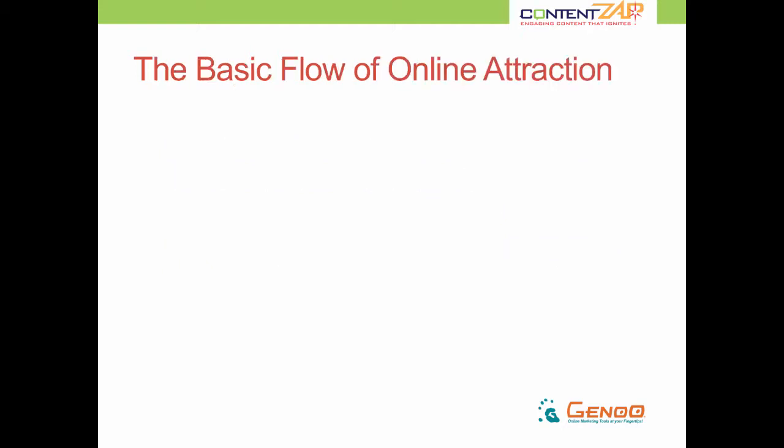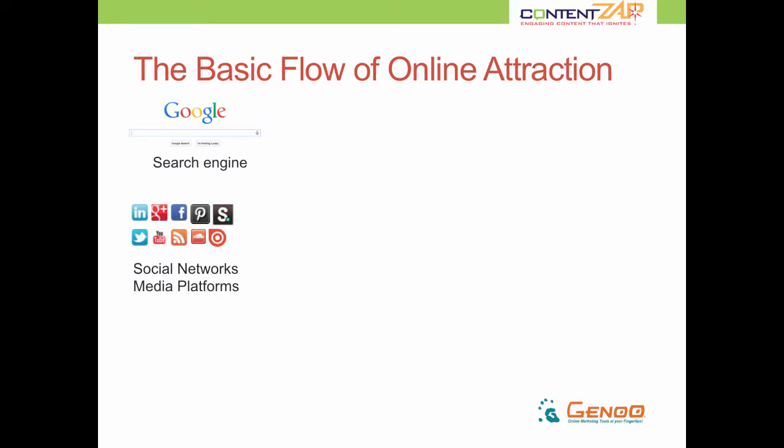So here's the basic flow of online attraction. You've got people coming in and finding you on search. You've got people finding you on your social networks and your media platforms. And why we split those out is because we just did 3 webinars in February. And if you weren't on them, I invite you to go to our blog and look at the Content Zap blog and look at the posts and the videos on them. But there's a distinction between social networks and social media platforms where you can distribute your content. We'll talk about that some today.